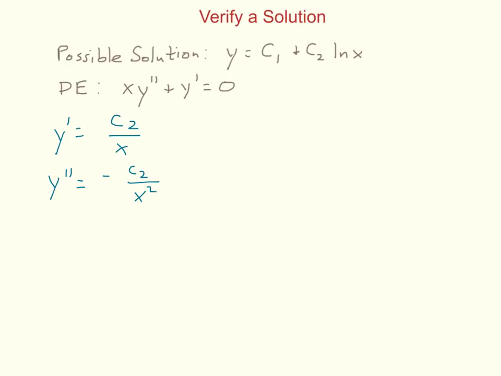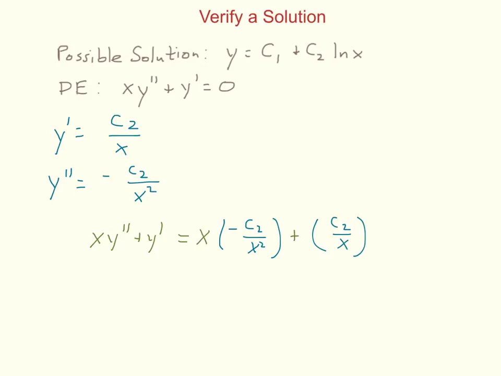So now to verify that this actually is a solution to the differential equation, I'm going to take my differential equation, x y double prime plus y prime, and replace y prime with c2 over x and y double prime with negative c2 over x squared. So I will get x times the negative c2 over x squared plus y prime, which is c2 over x.